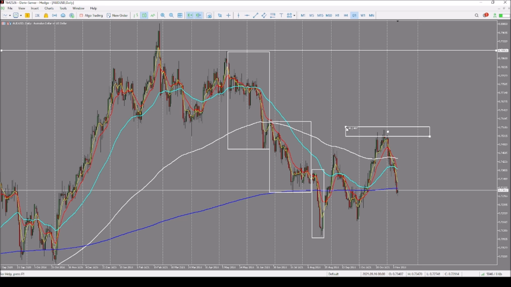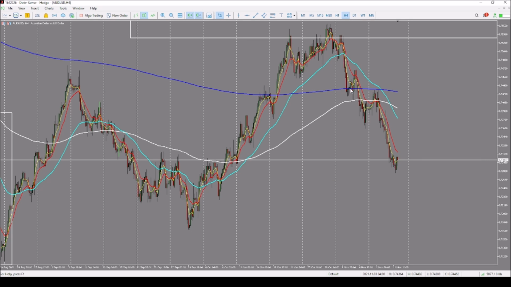So for us to get a point of entry, we now need to see what is taking place within this flow. So we now go to the smaller time frame, which is the H4 time frame. And on this time frame, we can see that this is the highest point where we had a drop and a corresponding 13-50 EMA crossover, then another drop and a corresponding 50-200 EMA crossover.